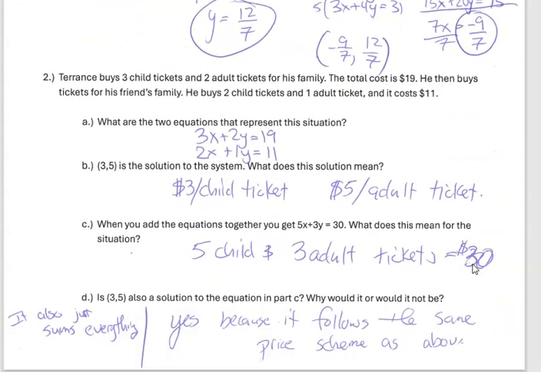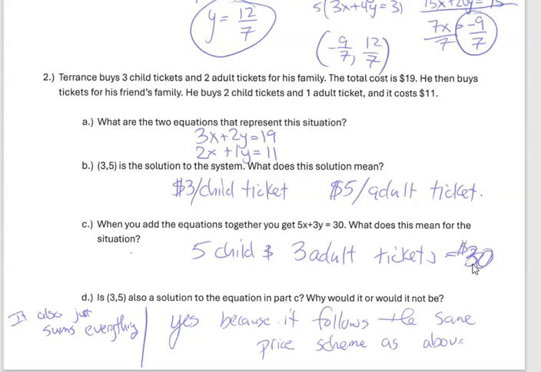Now in this problem, it says that someone is buying 3 child tickets and 2 adult tickets, cost is $19, then buys 1 adult ticket, 2 child tickets, and it's $11. First part is what is the equation? It's 3x plus 2y equals 19, 2x plus 1y equals 11. What does the solution of 3, 5 mean for this? It does not mean 3 child tickets and 5 adult. It means $3 for each child ticket and $5 for an adult ticket.